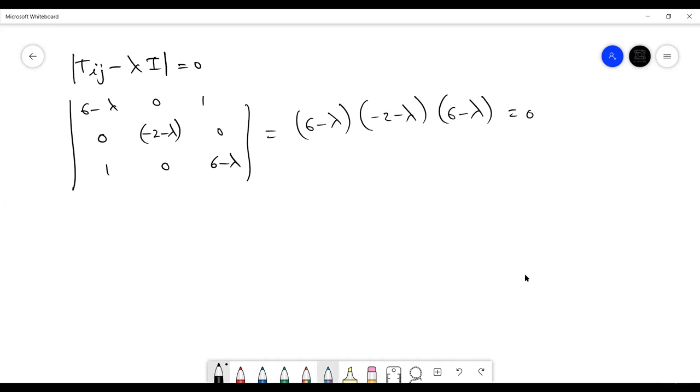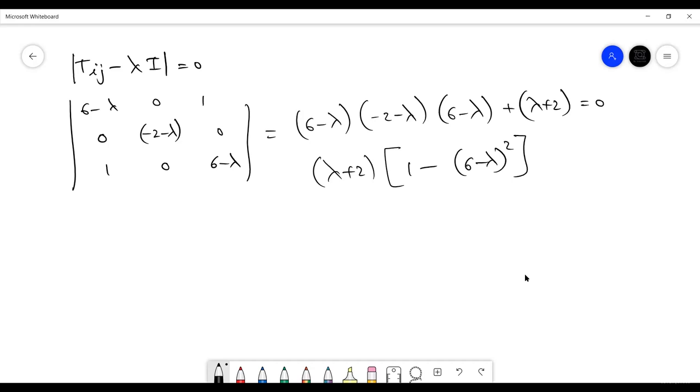Sorry, there's another part here. This is from the first one, and the second part is 0 from the third one. If you see, you'll get plus 1 times lambda plus 2, equals 0. So now we can take lambda plus 2 out. In that case, we will get 1 minus 6 minus lambda squared, equals 0. You have to solve this and find the values for lambda.